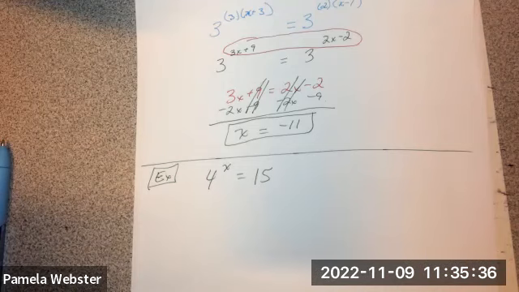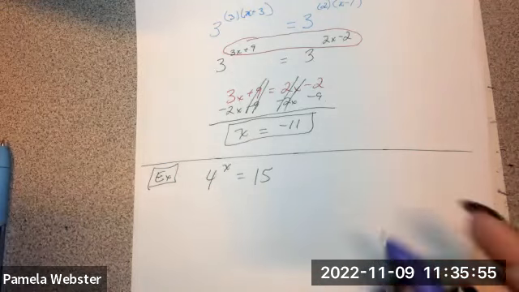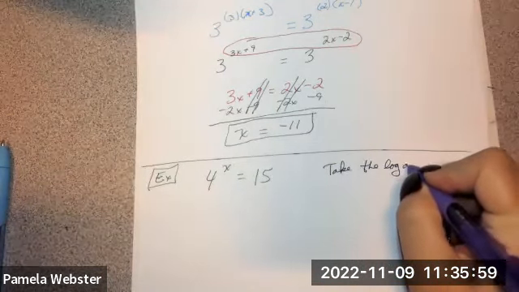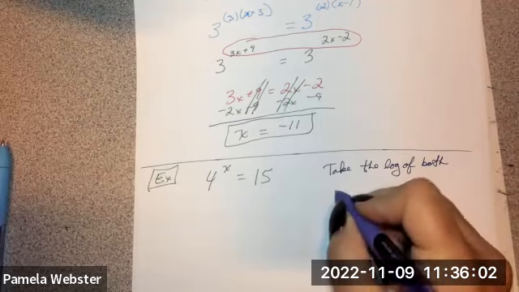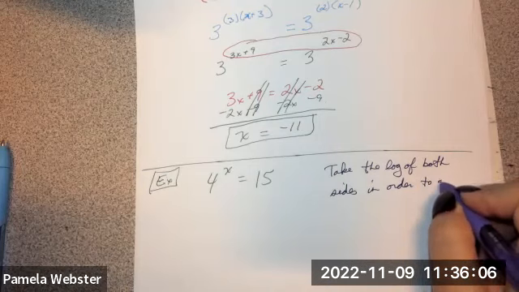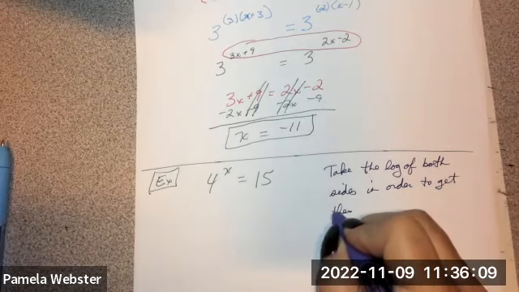So I'll look at it and I say, oh my gosh, inside of here, they don't have anything in common. I can't rewrite them with the same base. Let's take the logarithm of both sides. So that's what we did just a minute ago. So this is going to become one of our go-to processes, is what I would say. Take the log of both sides in order, there's a reason why I do this, in order to get the exponent down.